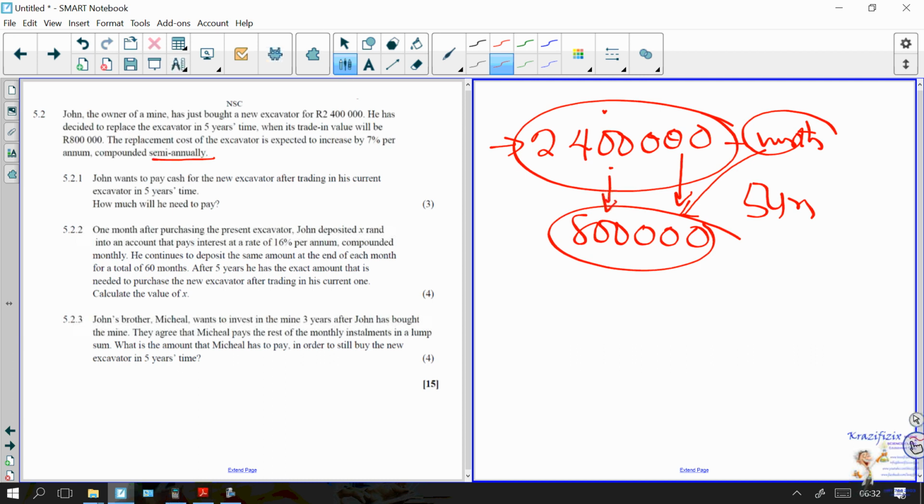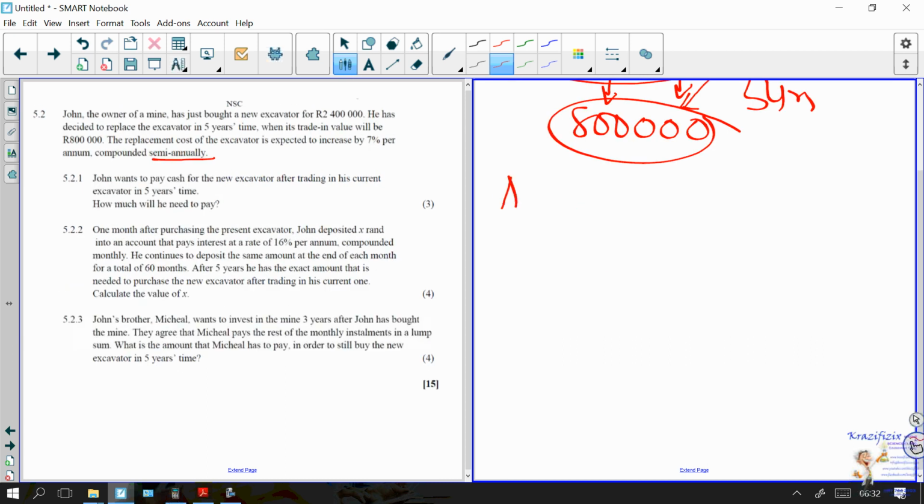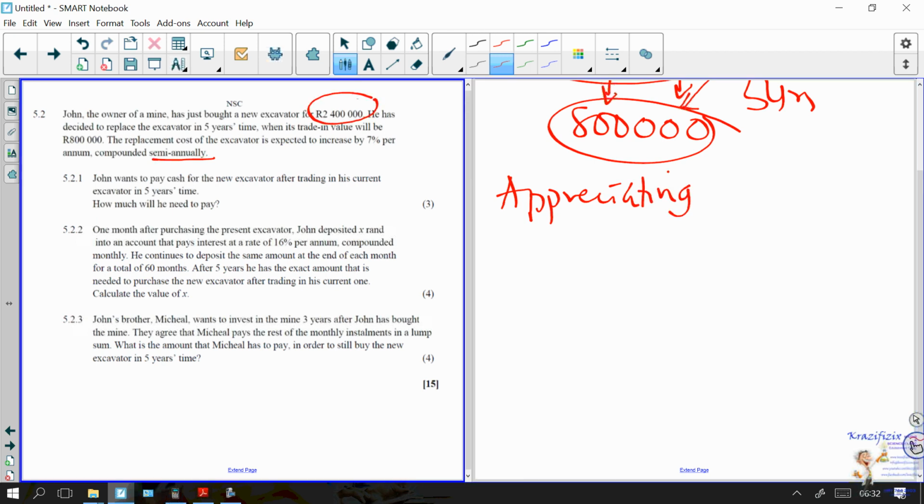800,000. However, the price of a new machine is actually appreciating. It's going up. Remember, John bought this for 2.4 million, which is increasing by 7% compounded semi-annually. But the worth of the machine, it's a second-hand machine, after 5 years will be 800,000. So what is the worth of a new machine in the next 5 years? It's an appreciation formula we use here. All right, it's inflation, it's increasing.